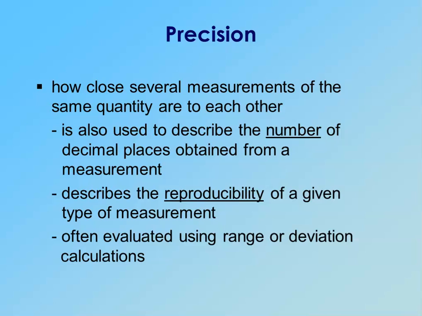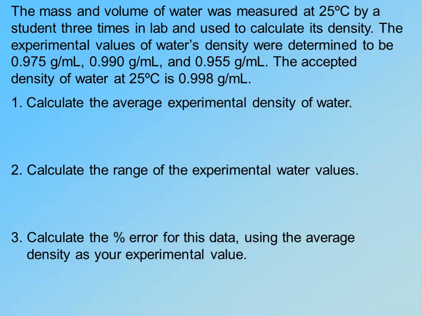You can look at it by your decimal places, how much information the measurement provides. You can also examine it, and this is how we typically do it with lab, by looking at reproducibility of our measurements. We want to make sure that we're getting consistency with our data. If we have a wide range of measurements for the same type of experiment, then we know that there are some issues with our precision. We need to take a look at that. We can also calculate precision or examine precision using deviation calculations.